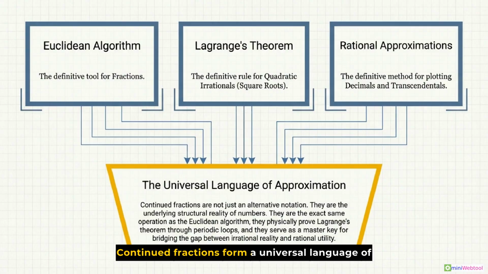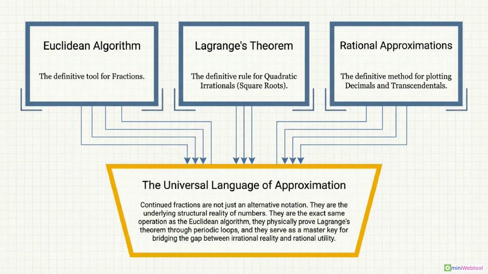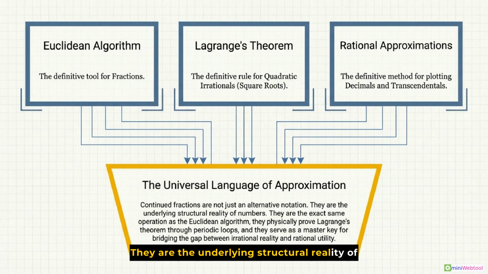Continued fractions form a universal language of approximation. They are the underlying structural reality of numbers, physically proving Lagrange's theorem, and serving as a key to bridge the gap between irrational reality and rational utility through algorithms and approximations.